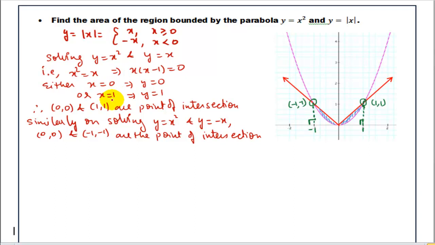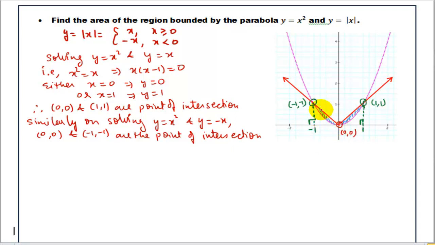Either x becomes 0 or it becomes 1. And when x is 0, y also becomes 0. And when x is 1, y is also 1. So you can see this part, y is equal to x, and this part of the parabola, they are intersecting at 2 points, 1 comma 1, and this one is known to you, it is 0 comma 0.